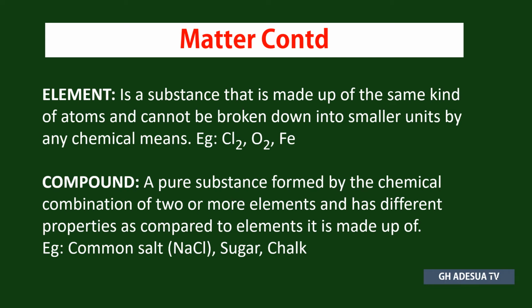Take hydrogen gas and oxygen gas. Hydrogen gas and oxygen gas come together to form water, H2O. The properties of hydrogen gas and the properties of oxygen are different from water. And that's what we mean by a compound. It's a pure substance formed by the chemical combination of two or more elements, but it has different properties compared to the elements it is made up of.